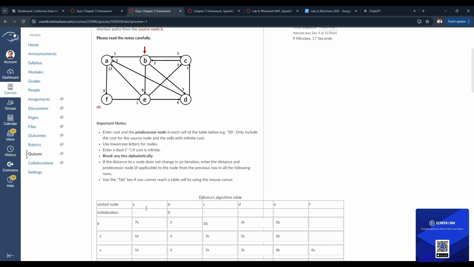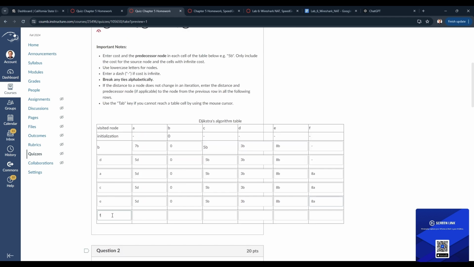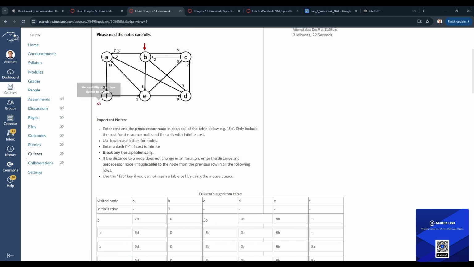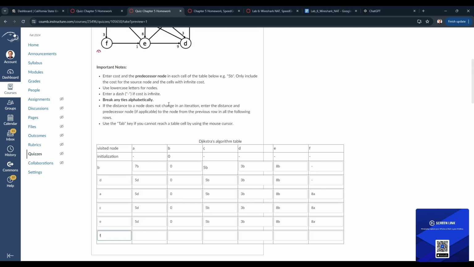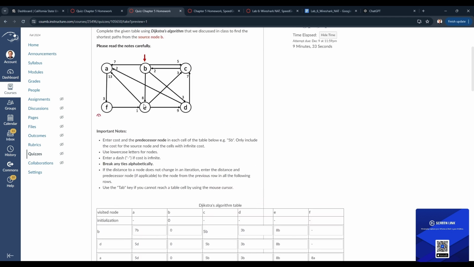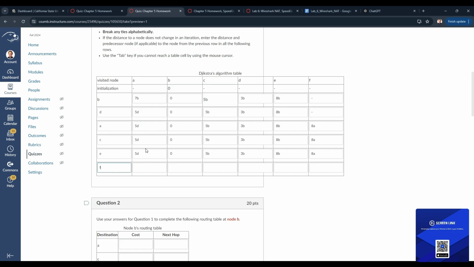Okay. And now finally F. Is there a shorter path to get to anything? It costs 8 to get to F, right? 8 to get to F, and then one more to get to E, but that's going to be 9. So it seems like we don't have any shorter paths, so I'm just going to fill in the row again. 0, 5B, 3B, 8B, 8A.